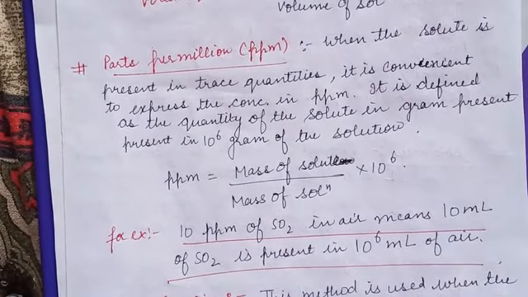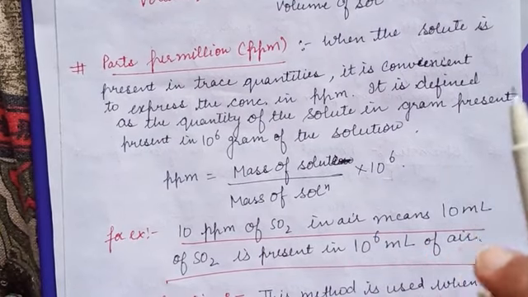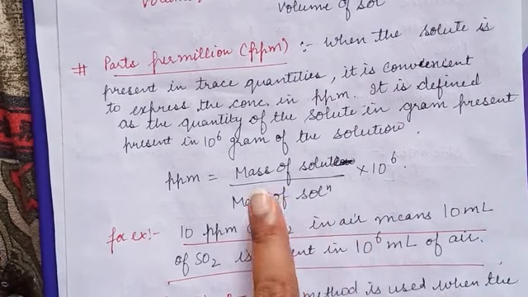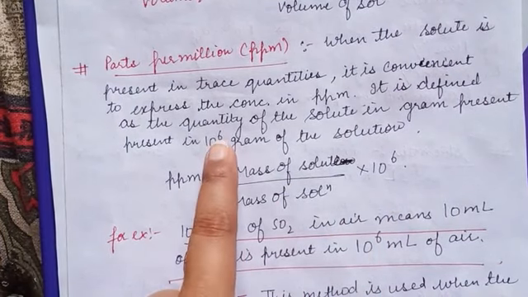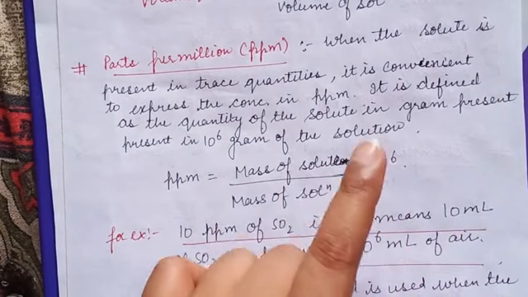Basically ppm is only used when the solute is present in trace quantities. Trace means a very, very small quantity, so it is convenient to express the concentration in ppm. It is defined as the quantity of solute in grams present in 10 raised to power 6 grams of the solution. I'll explain again.